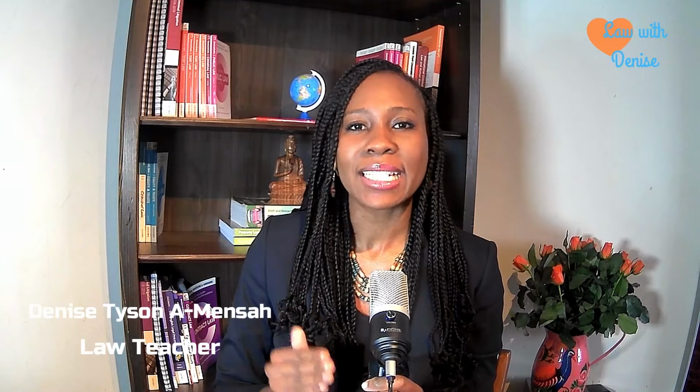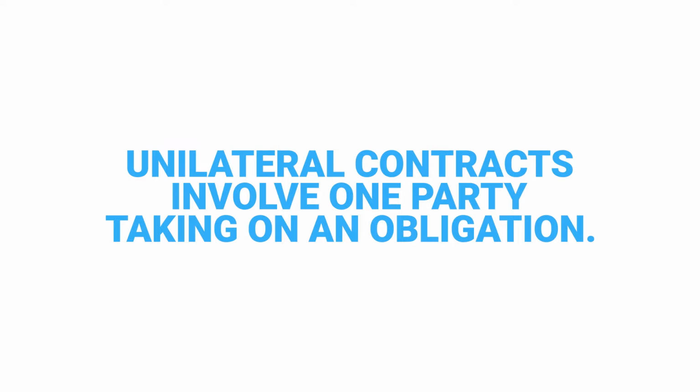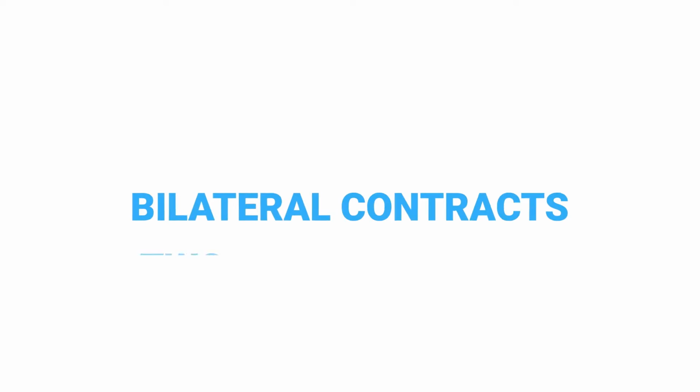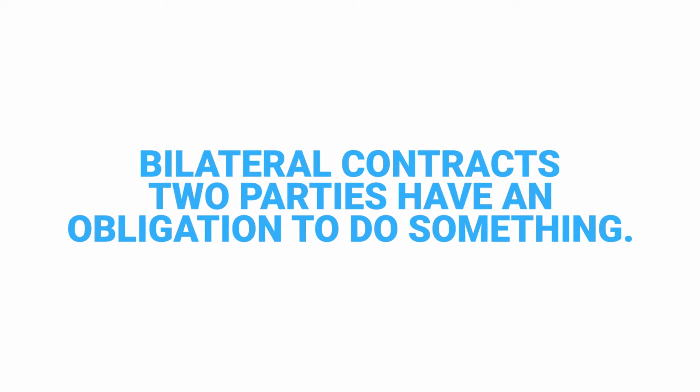In order to understand contracts in English law, it is important to understand the difference between unilateral contracts and bilateral contracts. Unilateral contracts involve one party taking on an obligation. In other words, in unilateral contracts, only one person or one party has an obligation to do something. But with bilateral contracts, two parties have an obligation to do something under the agreement reached. Let's have a look at unilateral contracts first.